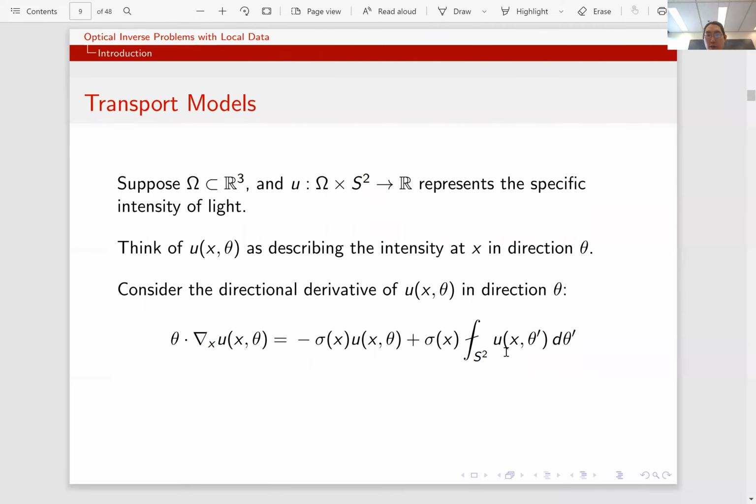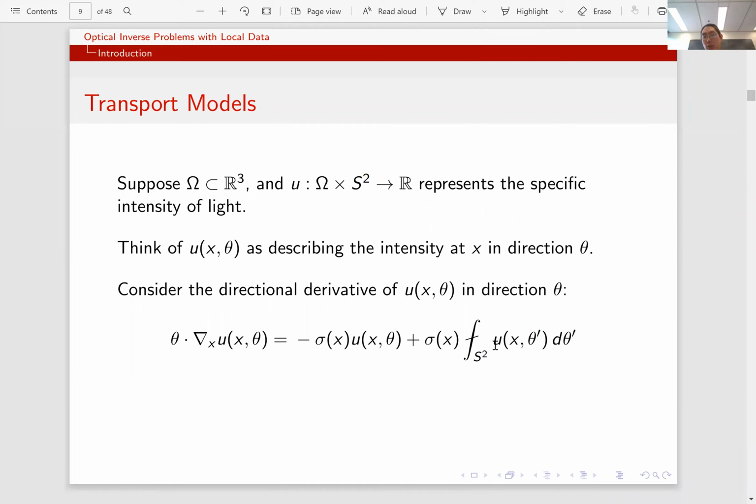So I've chosen the coefficients of the outscattering and the inscattering to basically cancel out. So there's no absorption or gain in this process. But this is a little bit unphysical, if you like. Typically, there's at least a little bit of absorption. So you can also think about more complicated models with some absorption factor as well.